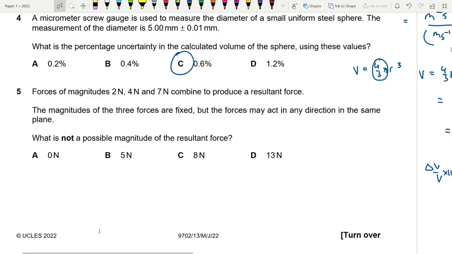Forces of magnitudes 2, 4, and 7 combine to produce a resultant force. The magnitudes of the three forces are fixed, but the forces may act in any direction in the same plane. What is not a possible magnitude of the resultant force? Magnitudes are fixed, but they may act in any direction on a certain plane, which is not possible.